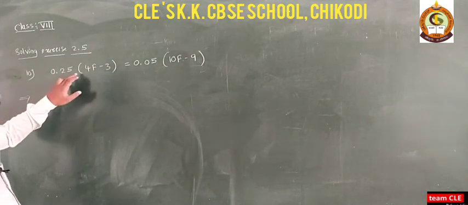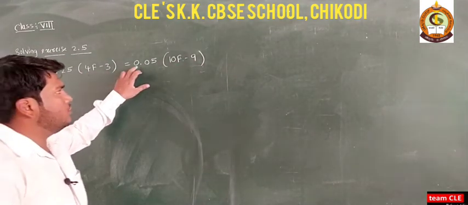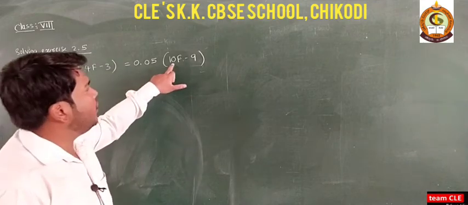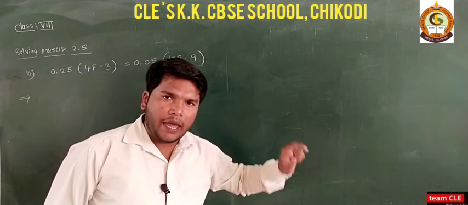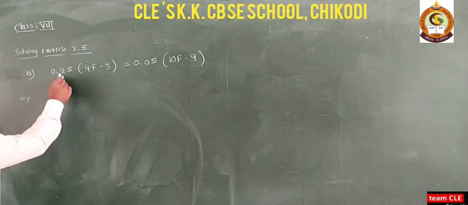This is 0.25 into 4f minus 3 is equal to 0.05 into 10f minus 9. So first thing, this is in the form of decimals.